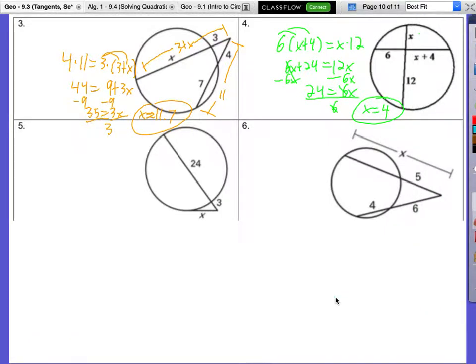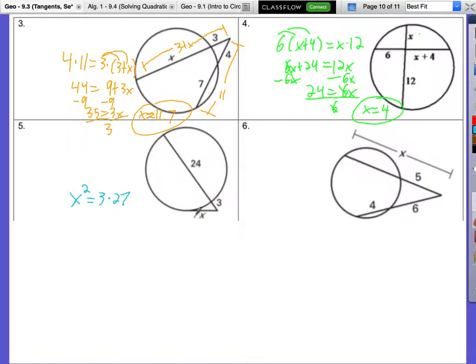Okay, on 5, we haven't had this one yet. It is the last one: a tangent and a secant. Somebody want to help me set this one up? Ian. So it would be x squared equals 3 times 27. Very good. When you have a tangent, you just take this and square it.